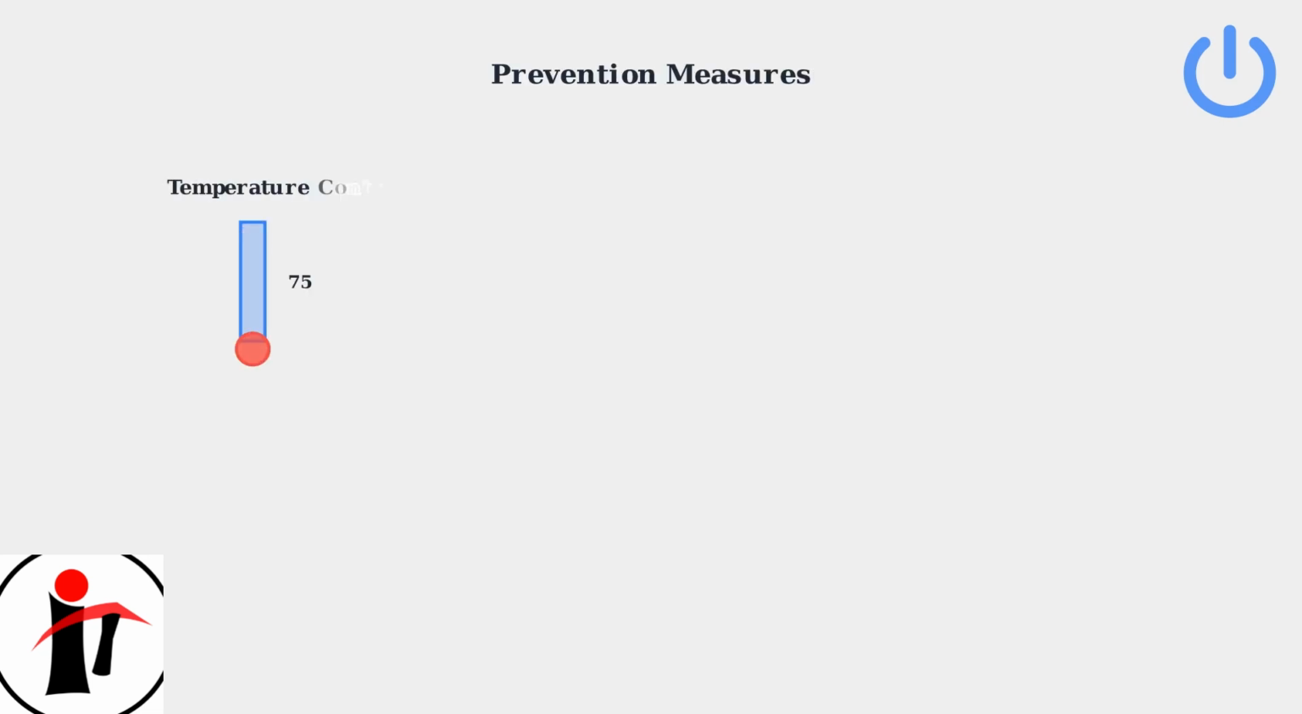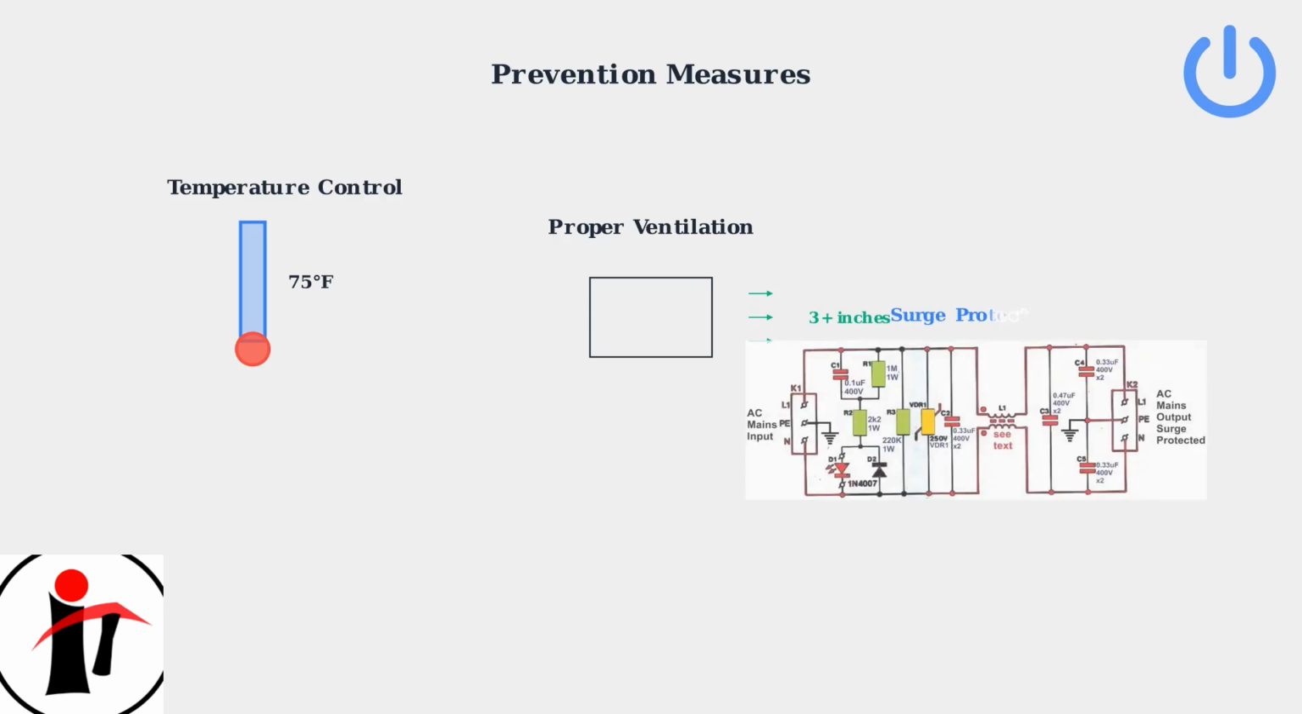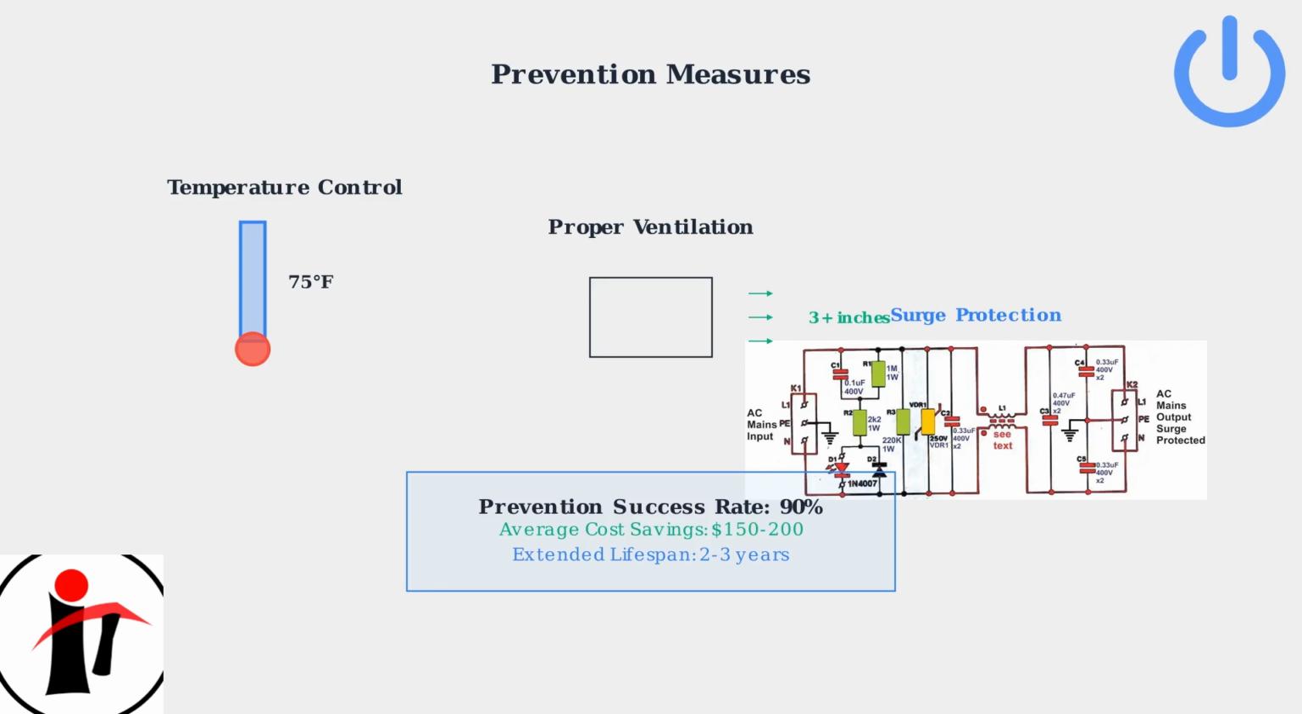Prevention is the best approach for avoiding future power issues. Maintain ambient temperature below 75 degrees Fahrenheit, ensure proper ventilation with at least 3 inches of clearance, and always use quality surge protectors. These prevention measures significantly extend monitor lifespan and reduce the likelihood of power-related failures.